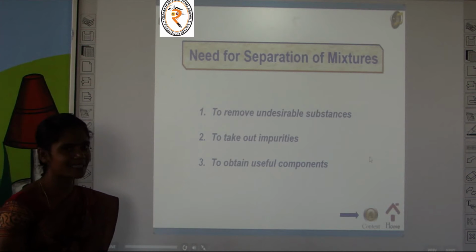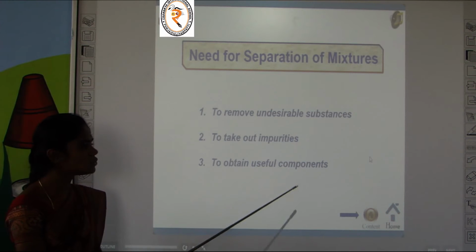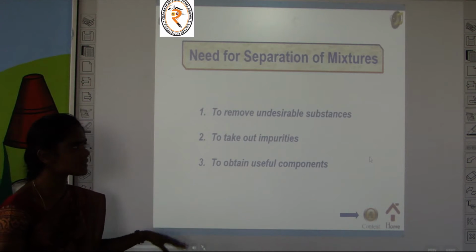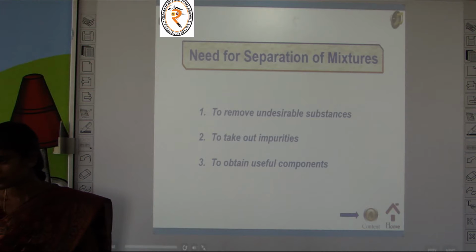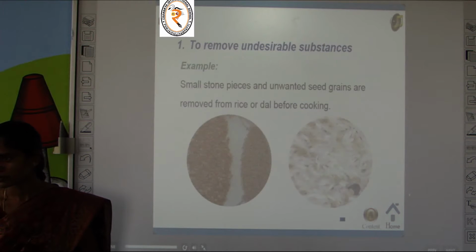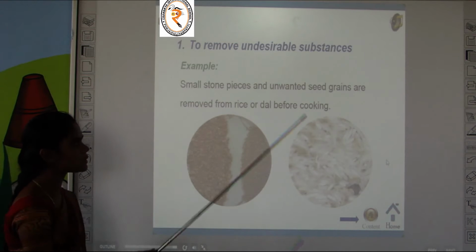So to remove undesirable substances, that is waste substances; to take out impurities; and to obtain useful components. So these are all the needs for separation of mixtures. And the next one. First one, it is to remove undesirable substances.